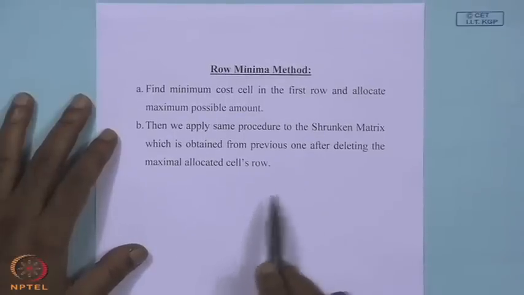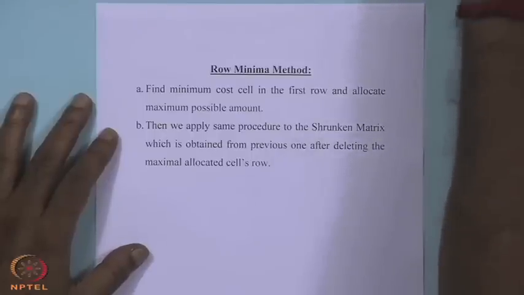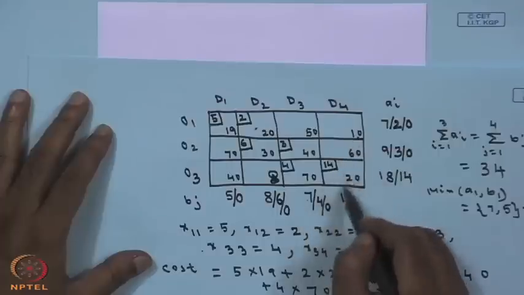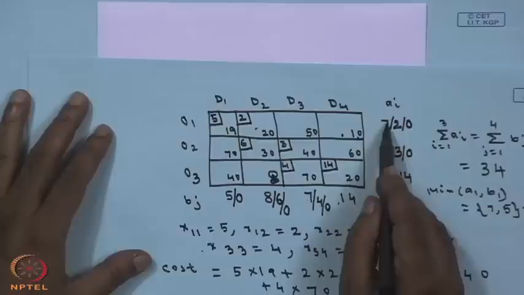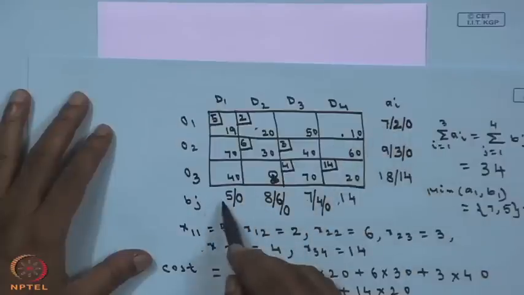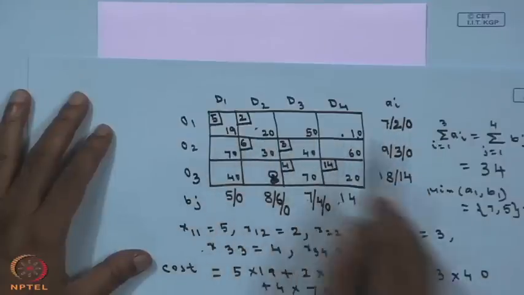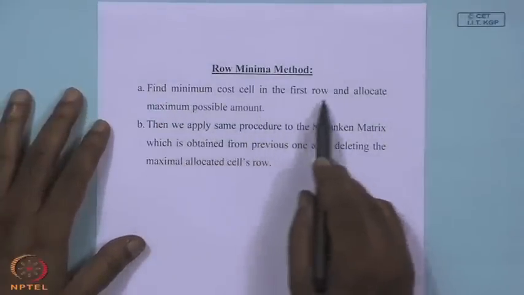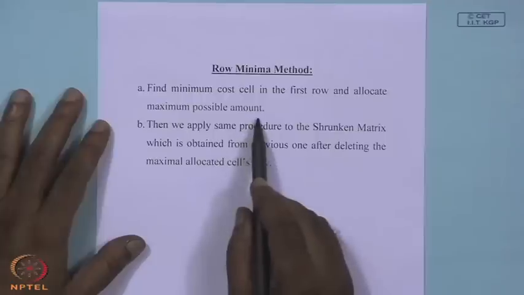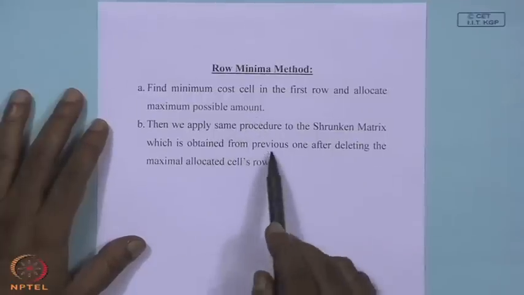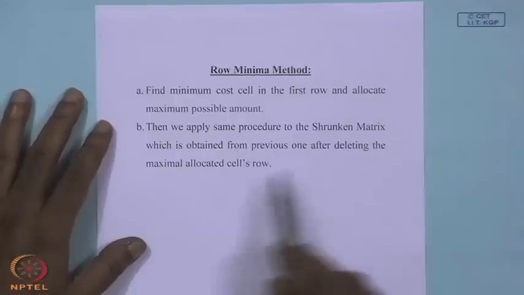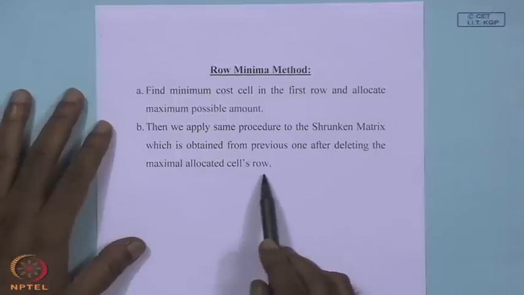What is the minimum cost in a particular cell? Just like for example, for this problem the minimum cost occurs here. So, you allocate the minimum of A i and B j to this cell. So, here initially you are not checking the availability and demand, instead of that you are working with the cost C i j. So, first is find the minimum cost cell in the first row and allocate maximum possible units. Then apply the same procedure to the shrunken matrix which is obtained from the previous one after deleting the maximally allotted cell's row.